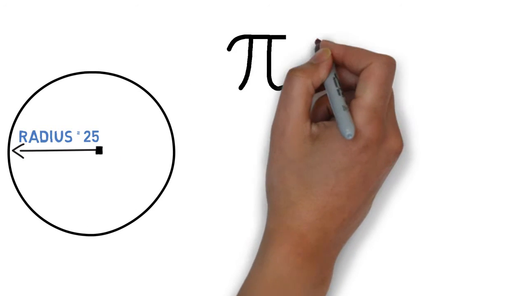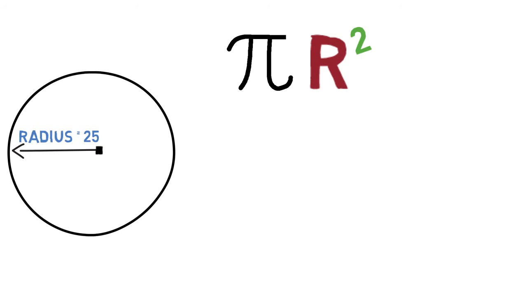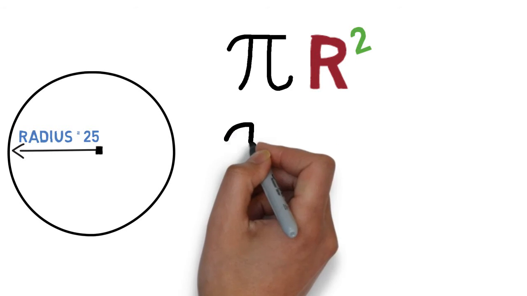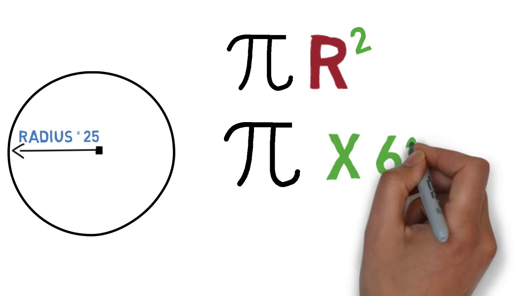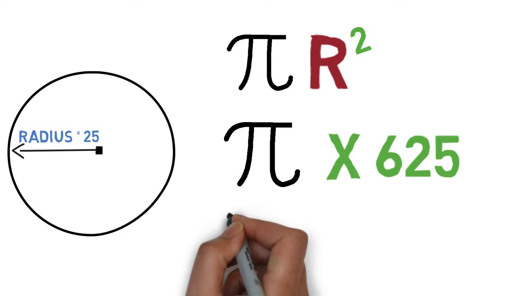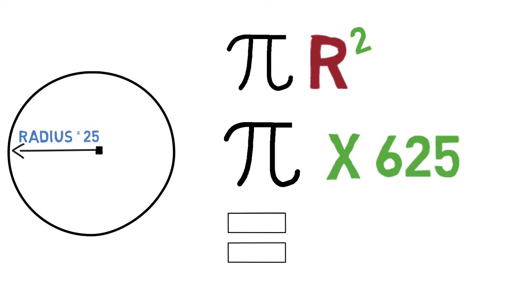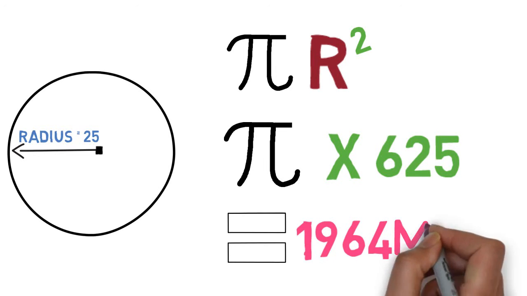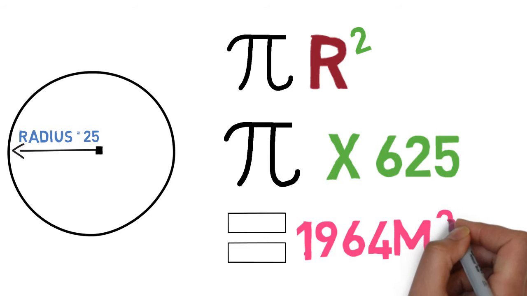The area, as we've just proven, will be equal to half the radius times the circumference, or pi r squared. So the area will be equal to the square of the radius, 625, times pi, which is 1963 and a bit, also known as 1964 meters squared.